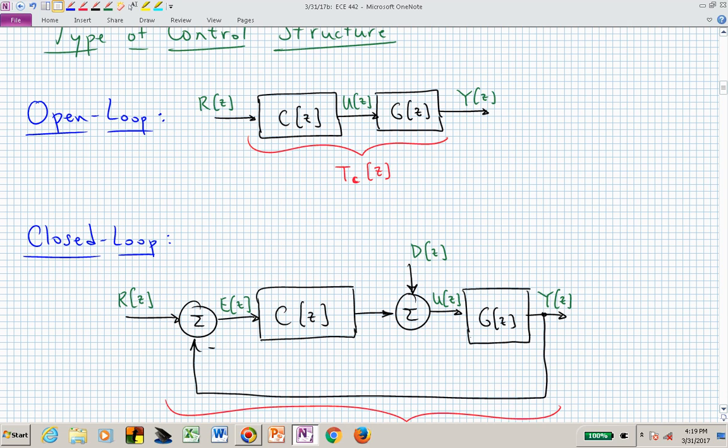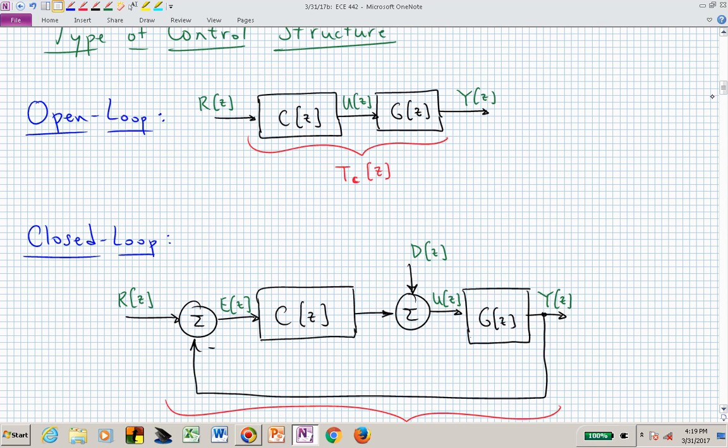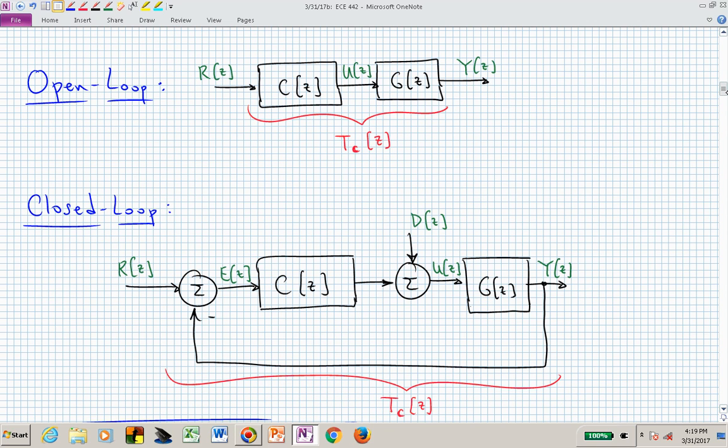Or we might put this controller plant combination into a feedback configuration where we are measuring the output Y from our plant, feeding that back and comparing that with a reference signal. That produces an error. That error now is injected into our controller. The controller now drives our system, our control U of Z drives our plant, G of Z, in this closed loop configuration, and the transfer function between the reference input R and the output Y is capital T sub C of Z.